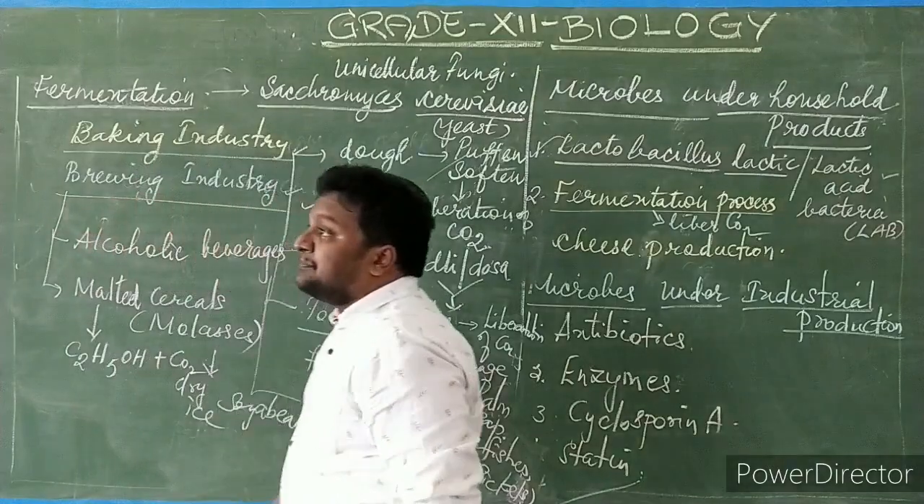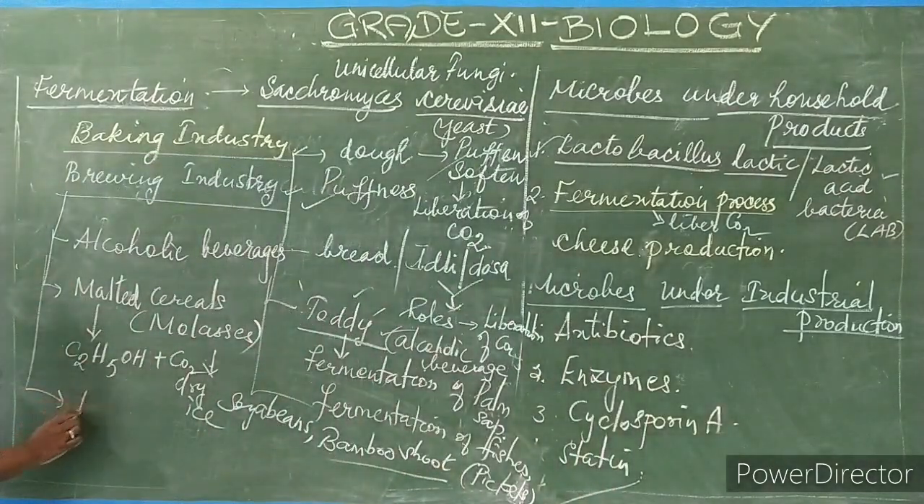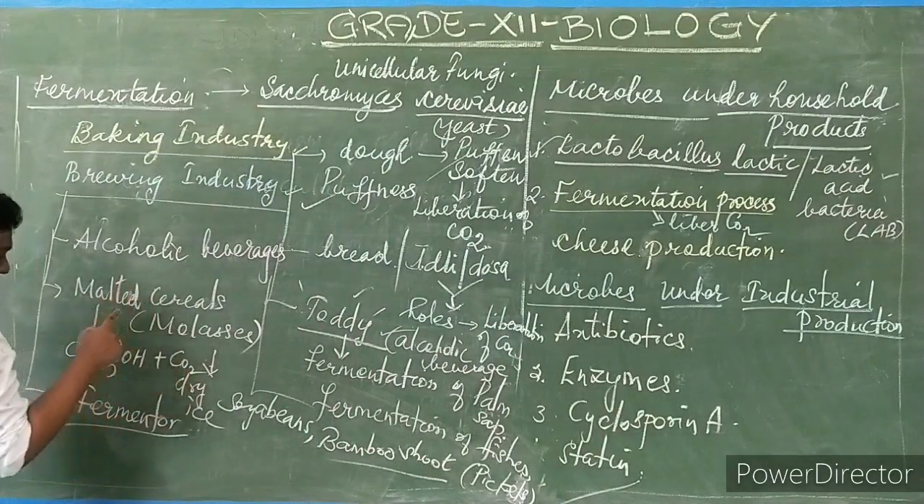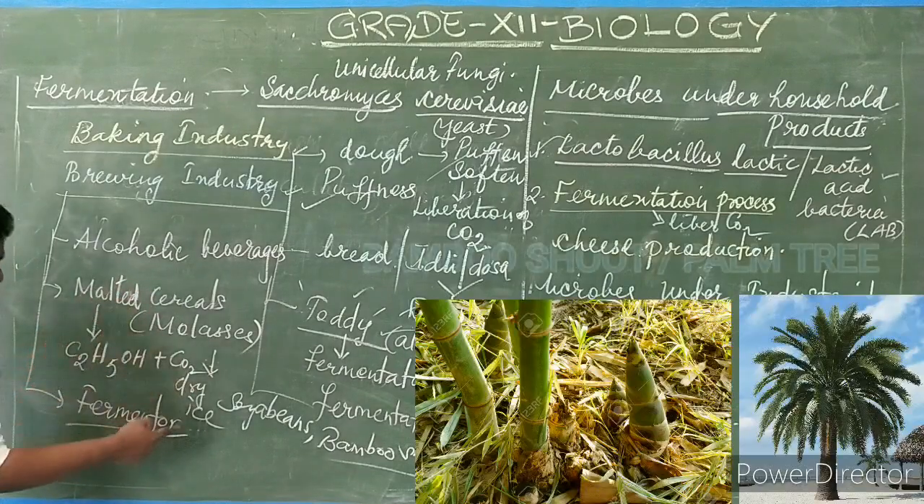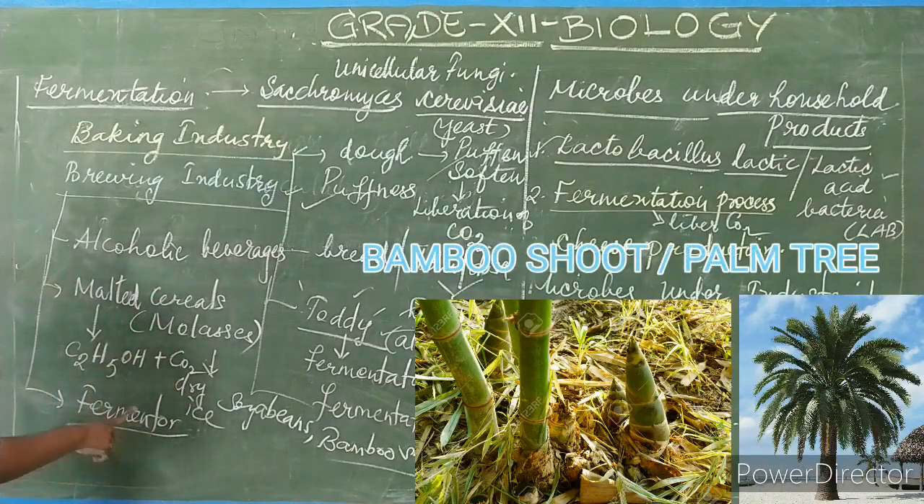Okay, ethanol. So for the brewing industry, we will be using the fermentor. A fermentor is nothing but a large vessel where the microorganisms and the raw materials are fed, and under optimum conditions of temperature and pressure, the production of alcoholic beverages can happen on a large scale, on an industrial scale.